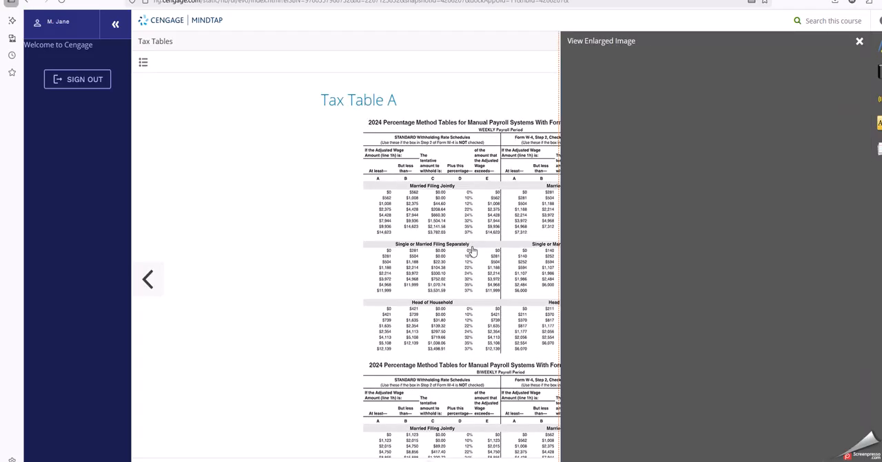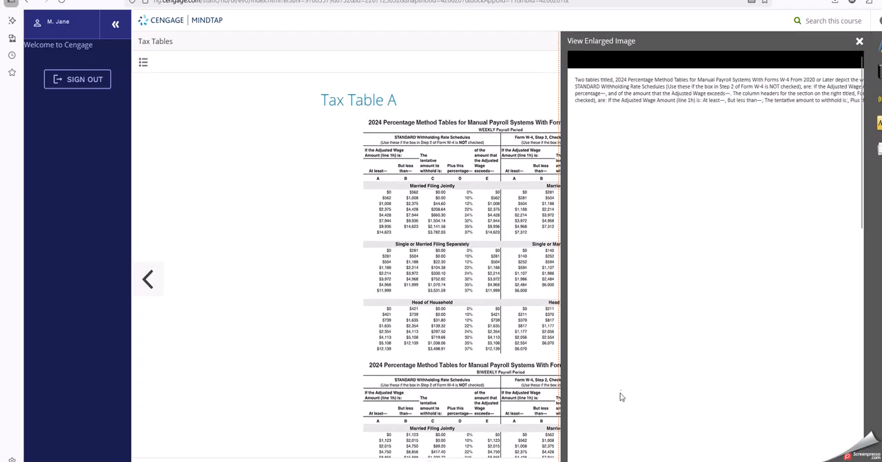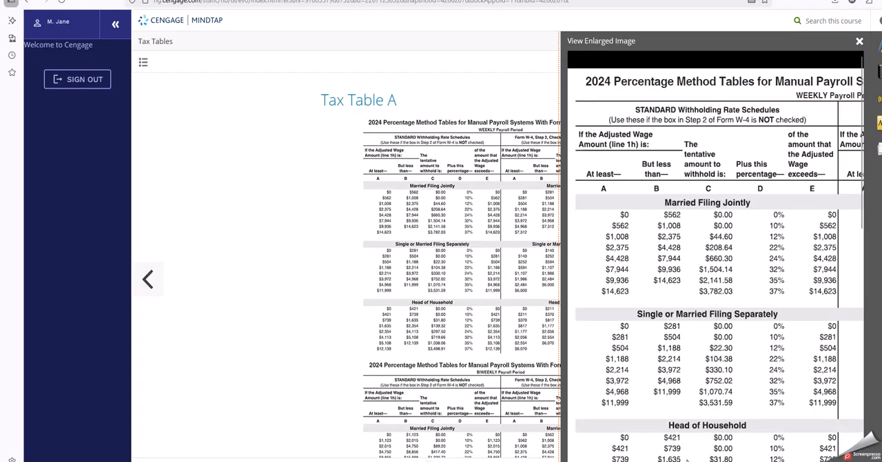Let me see if I click it, if it makes it a little bit bigger so we can see it. It does. Okay, so they're right here in this second line, between the 562 and the 1008. So then it's going to just be 10% of the amount that needs to be withheld, right? So let's flip back over there. So they're not like at any threshold. No, that's not true. So it's going to be 10%.